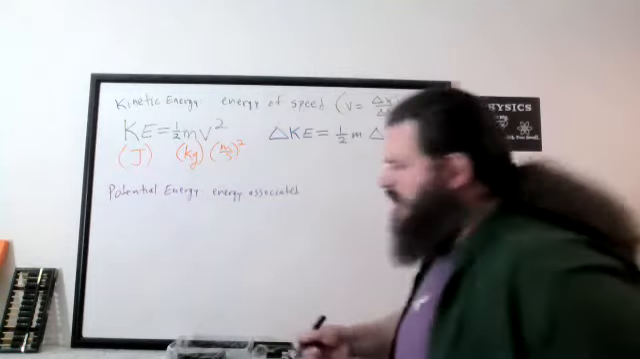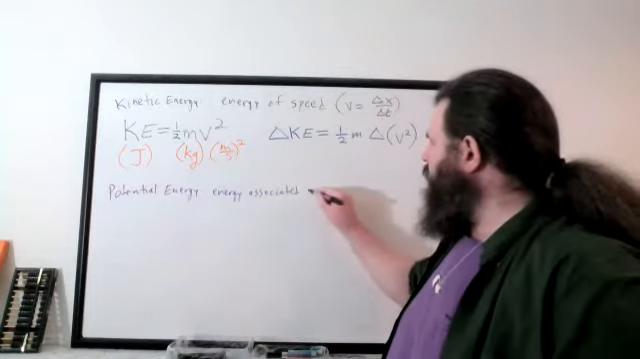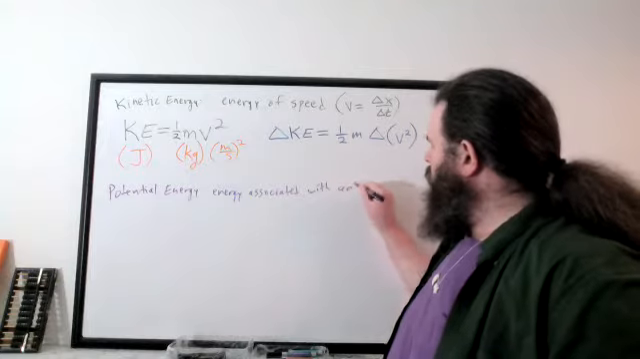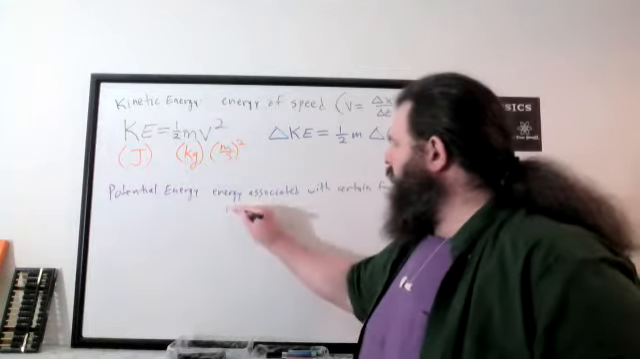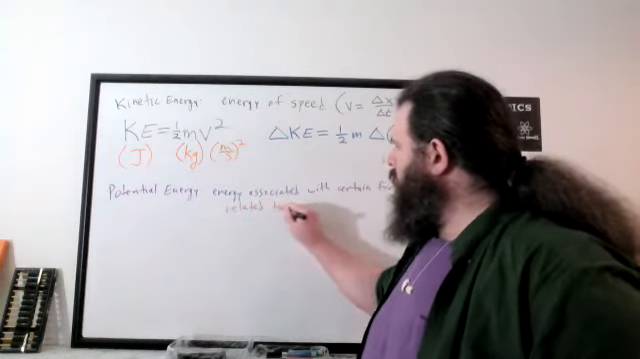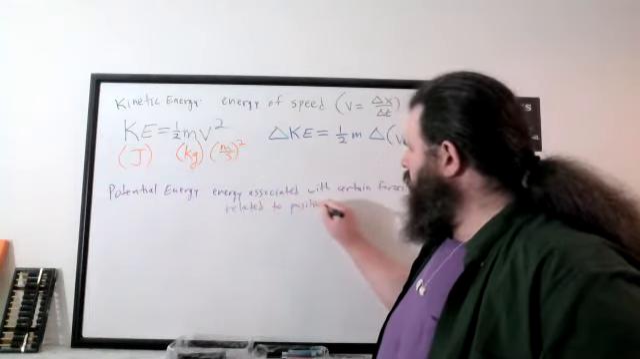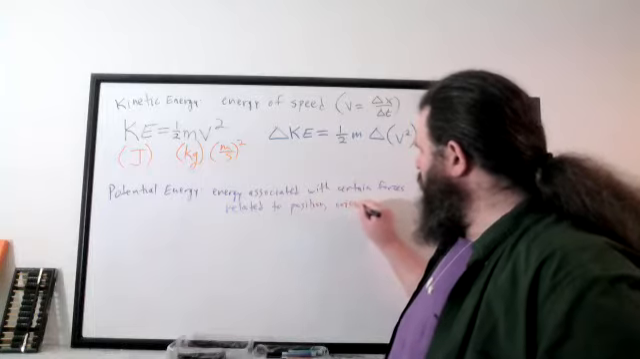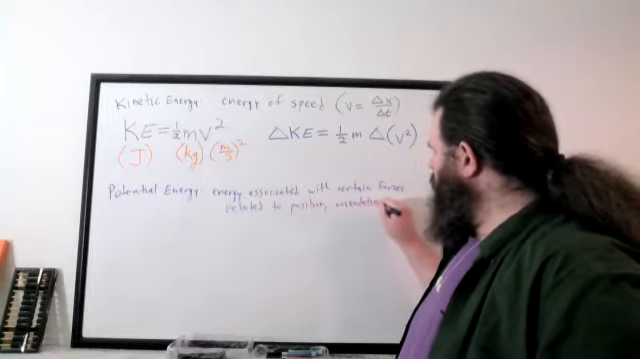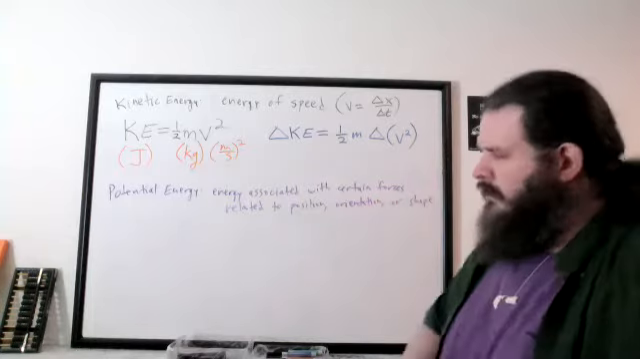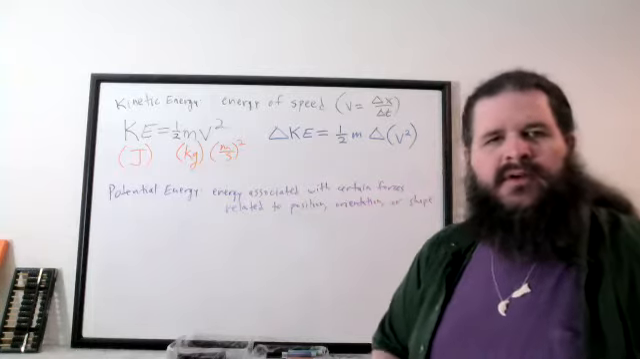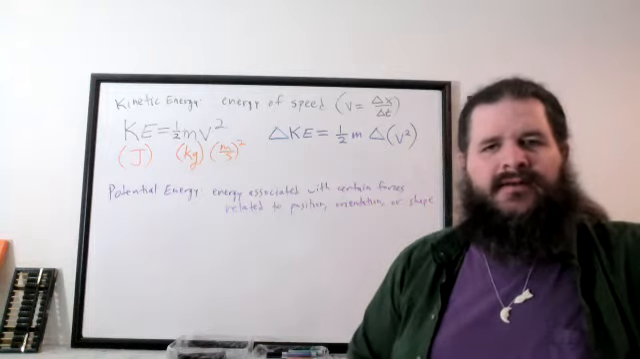Or more broadly, I would say it's the energy associated with certain forces. Certain forces related to position, orientation, or shape. For example, what's one type of potential energy you've seen so far?